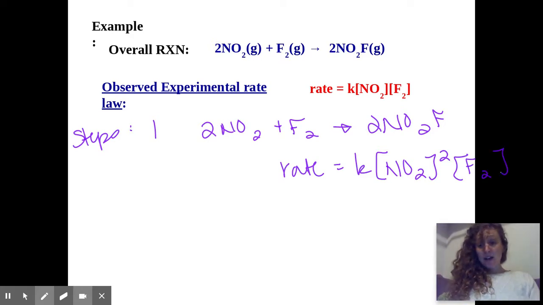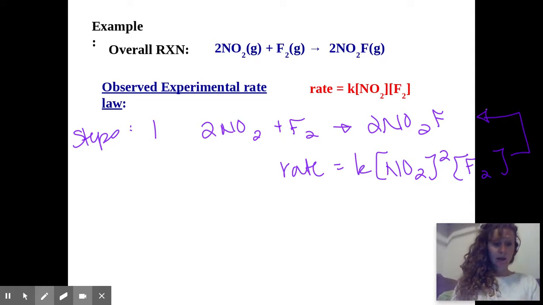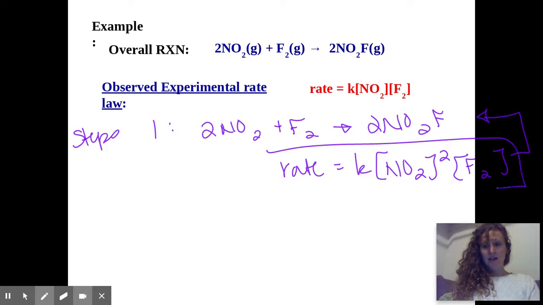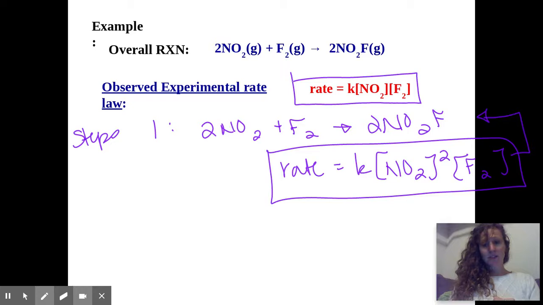Okay, so that's the rate law for this specific step in the mechanism, right? If the actual mechanism is a one-step mechanism, then this has to be the one step, and this would be the rate law that would come off of my one step. Now, does this rate law match the experimentally observed rate law? No, it doesn't. They're not the same. And so I can say with certainty that this reaction is not a one-step reaction.